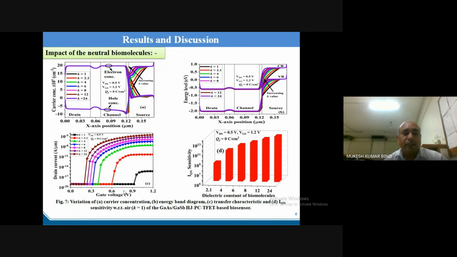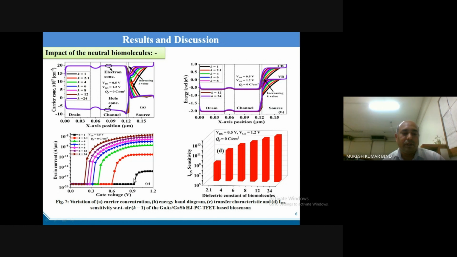Result: this figure shows the impact of neutral biomolecules on the proposed device. Figure A shows the carrier concentration. Figure B shows the band diagram. In Figure A, when the K of the biomolecule increases in the cavity region, the carrier concentration in the source region increases and band bending increases, and tunneling of charge carriers happens as the K of the biomolecule increases. Figure C shows the transfer characteristic of the proposed device.